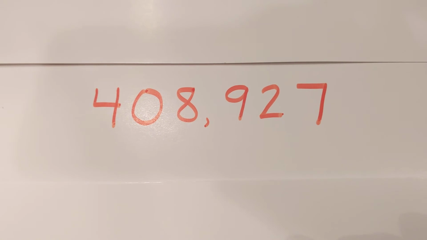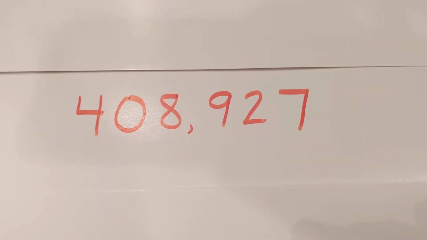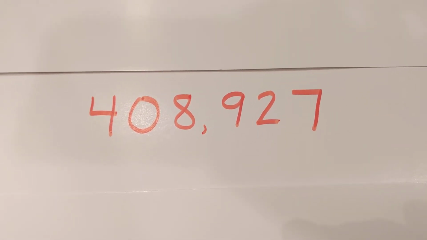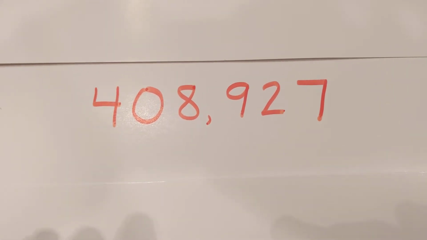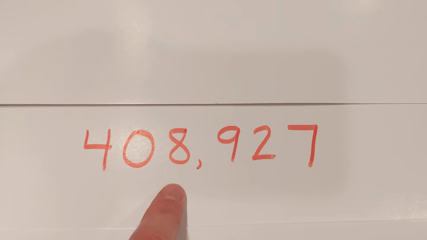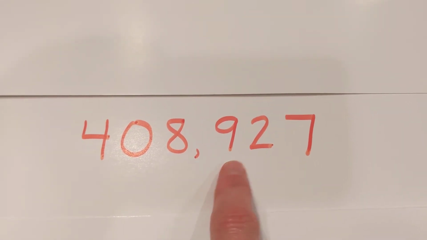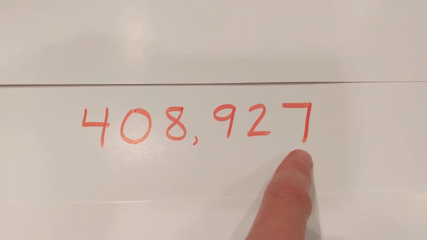What's this number? If you said 408,927, then you would be correct. We have 400,000s, 8,000s, 900s, 2 tens, and 7 ones.